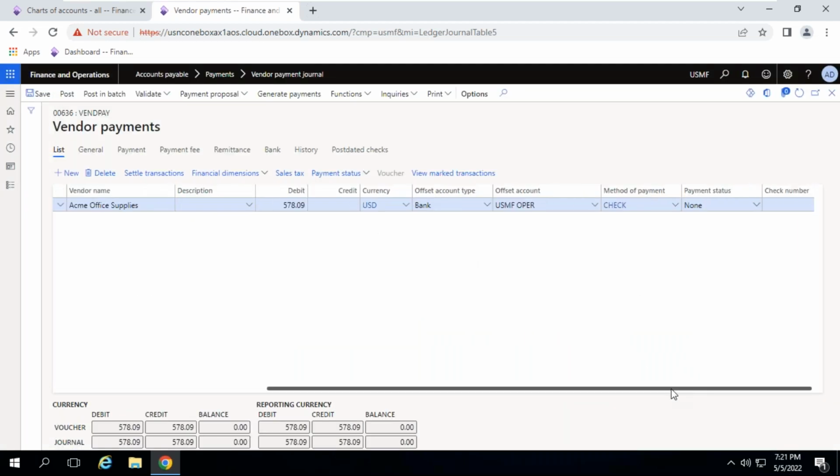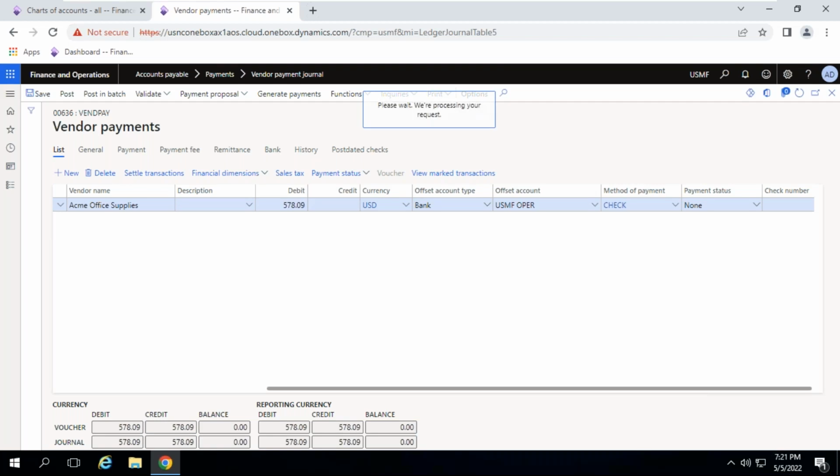Now here we are selecting the offset account bank. Then it will show you debit and credit. Look at this: bank credit, because I'm doing a payment and my bank balance will be decreased. So automatically the vendor will be debited. Method of payment: check.